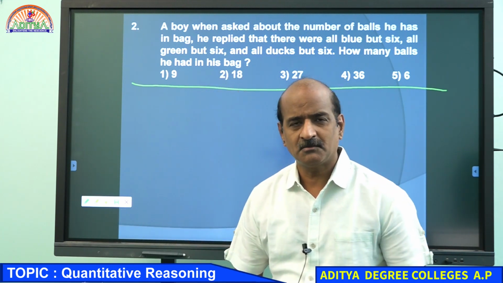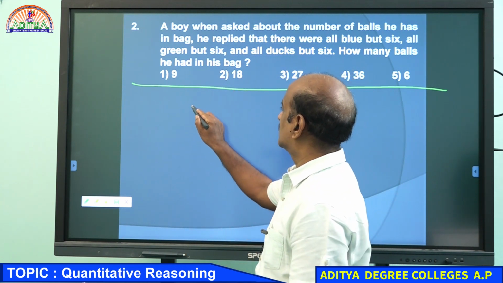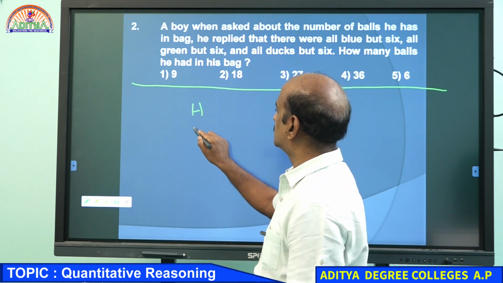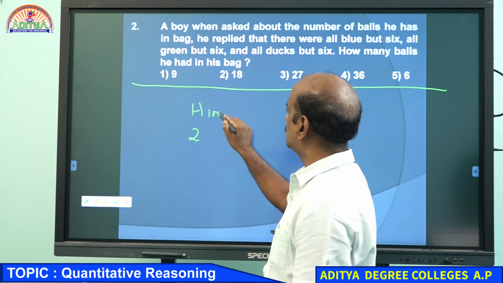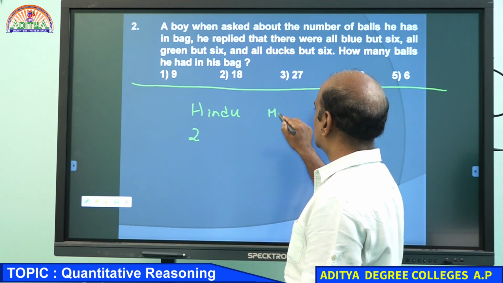Students, in one particular school, there are two Hindu boys, and there are two Muslim boys.